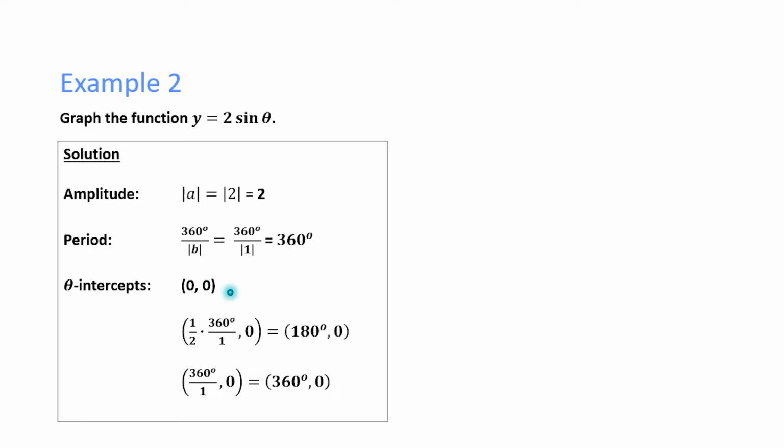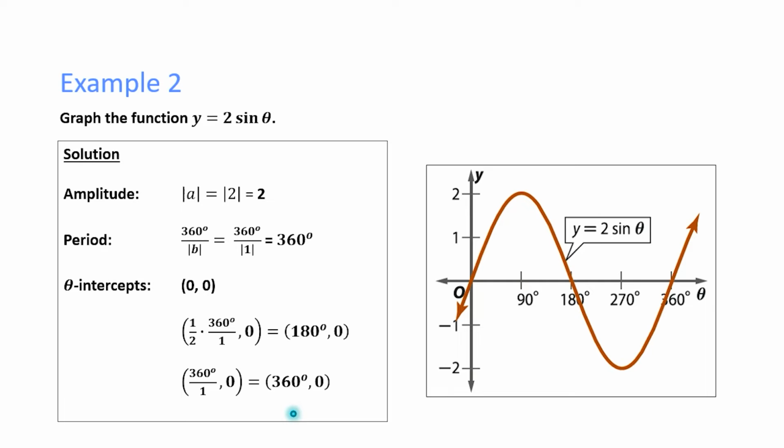The theta intercepts will be 0, 0, 1/2 times 360 degrees, which is 180 degrees, and 360 degrees divided by 1, which is 360 degrees. So for the graph, we will start from 0, 0. The amplitude is 2, so the graph goes up to 2, down to -2, and back to 0 again. The theta intercepts are 0, 0, 180, 0, and 360 degrees and 0.